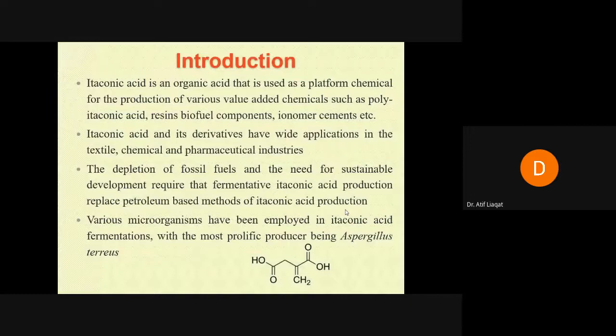In introduction, itaconic acid is an organic acid that is used as a platform chemical for the production of various value-added chemicals such as polyitaconic acid, resins, biofuel components, ionomer cements, etc. Itaconic acid and its derivatives have wide application in textile, chemical, and pharmaceutical industries. The depletion of fossil fuels and the need for sustainable development requires that fermentative itaconic acid production replace petroleum-based methods of itaconic acid production.